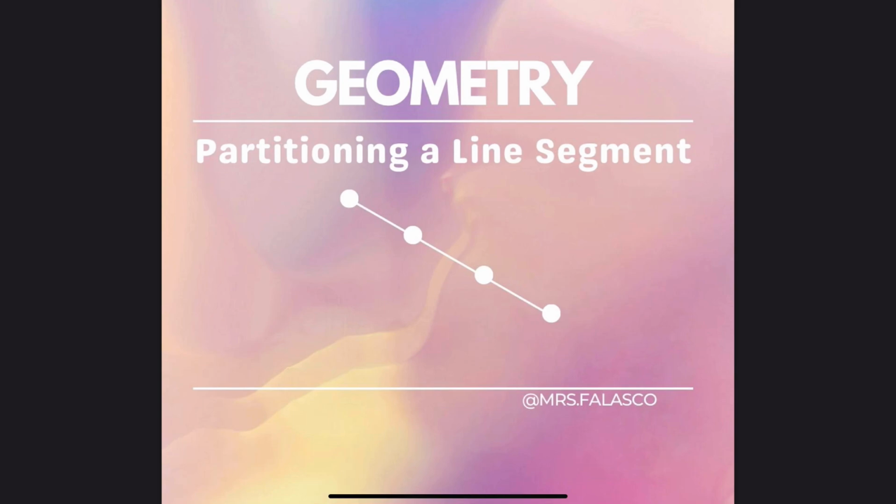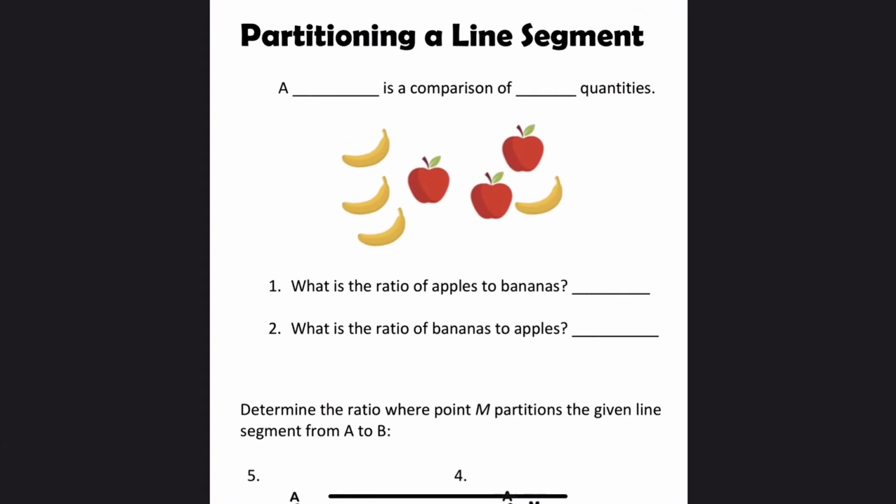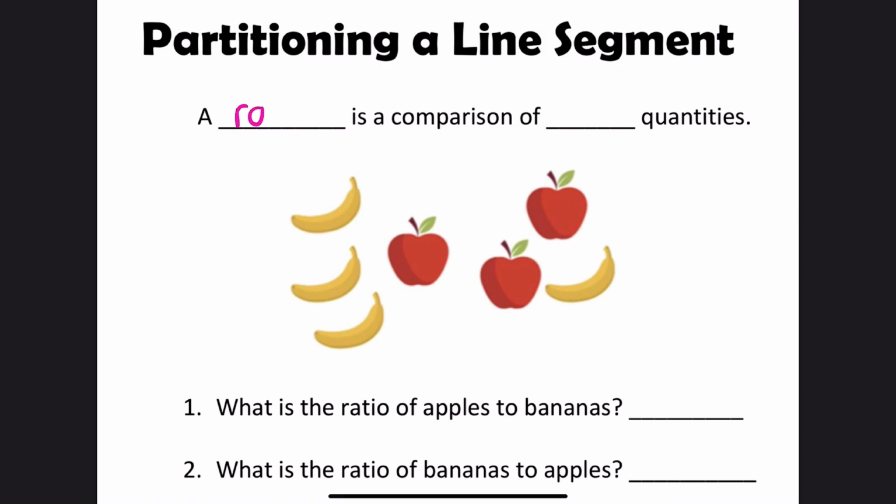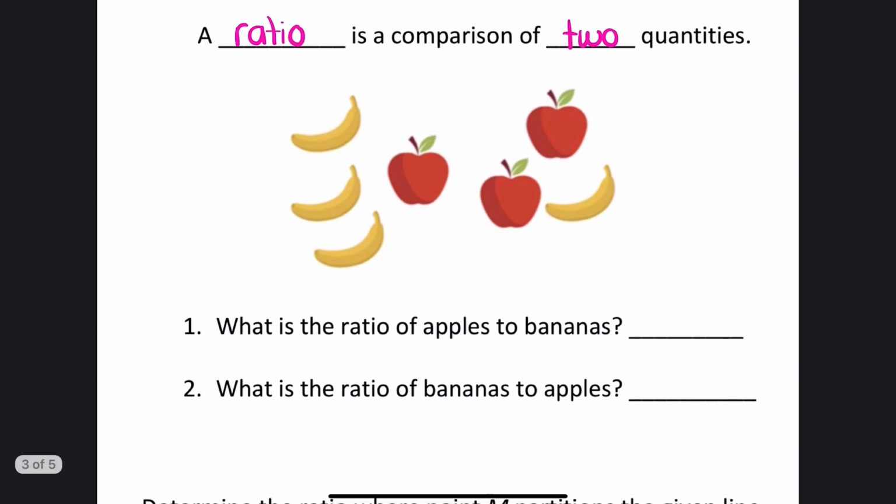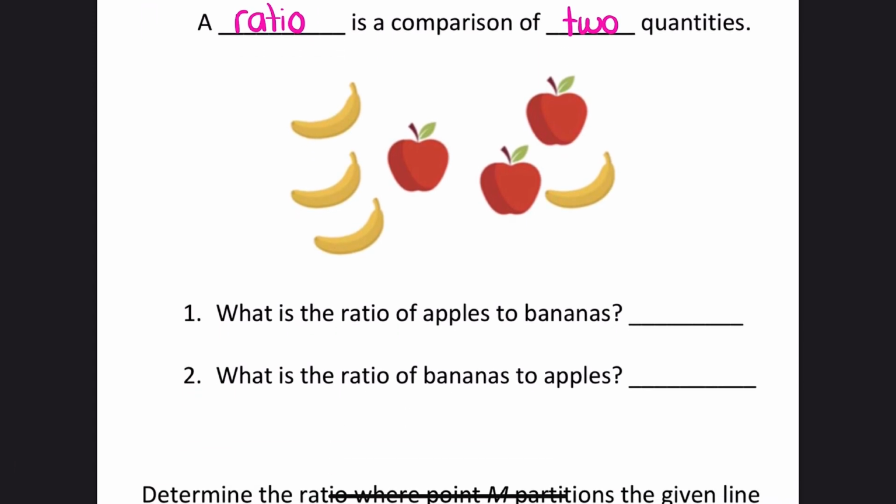So let's talk about ratios, because in order to correctly partition a line segment, we need to first understand what a ratio is. A ratio is a comparison of two quantities. And the way a ratio is written is really important, okay? So in this example, it's saying, what is the ratio of apples to bananas? So I have 3 apples and I have 4 bananas. The 3 was written first because apples came first in the ratio. That is the colon, and then bananas was written second.